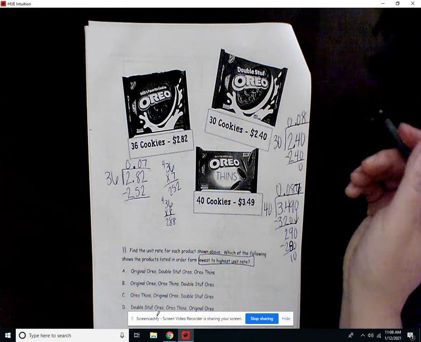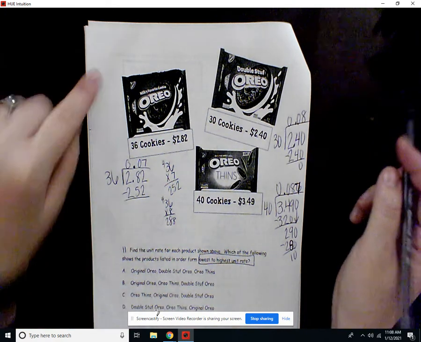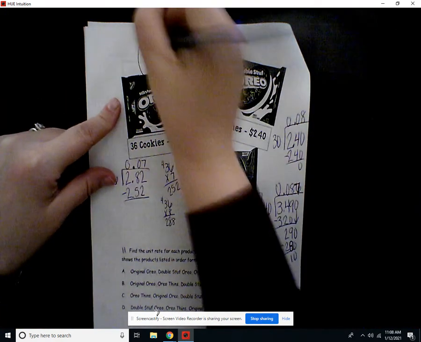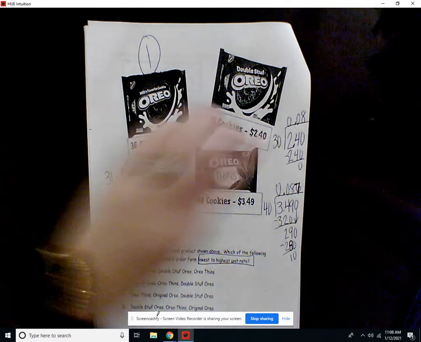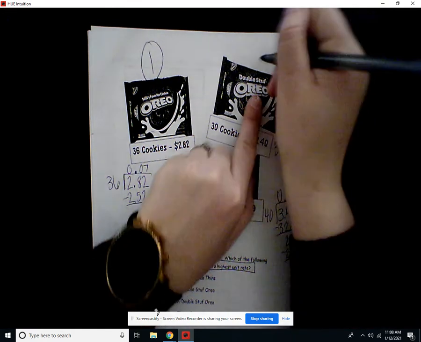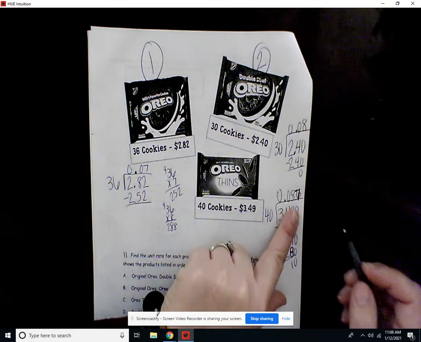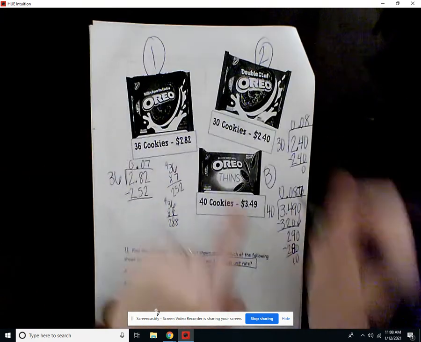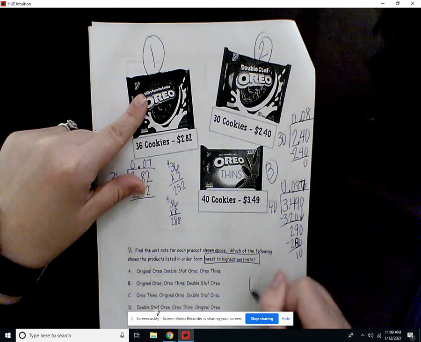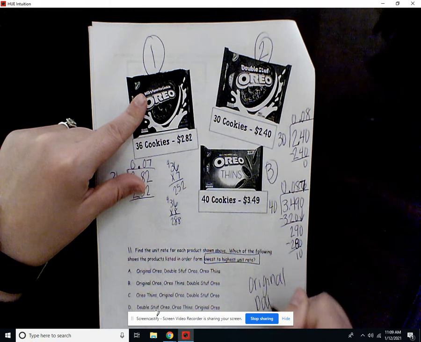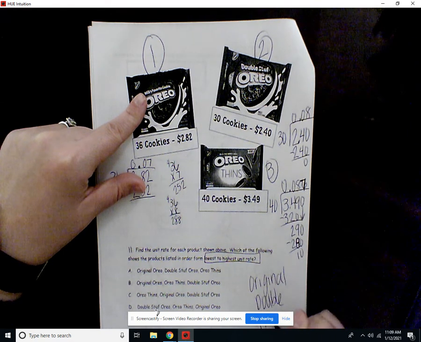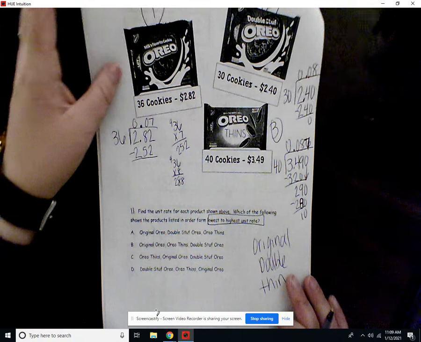So I want to know what is the lowest to highest. So the lowest is the milk Oreo, the original. Then the next lowest is going to be the 8, just the plain 8 cents. And then the 0.087 is the third one. So we've got the original, double, then we want thin. So we're looking for that order: original, double, and thin.